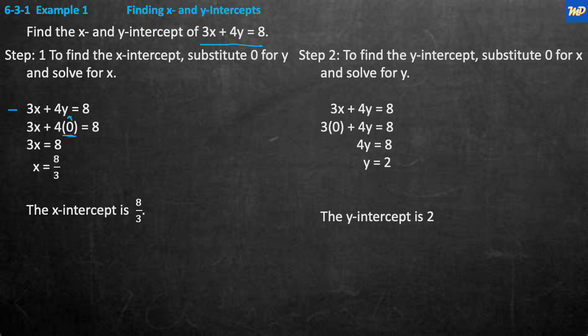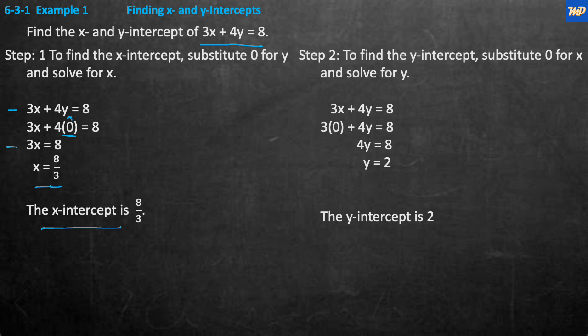So now we get 3x plus 4 times 0 equals 8. And then the 4 times 0 disappears, and it's 3x equals 8. You divide both sides by 3, and you get x equal to 8/3. So the x-intercept is 8/3.